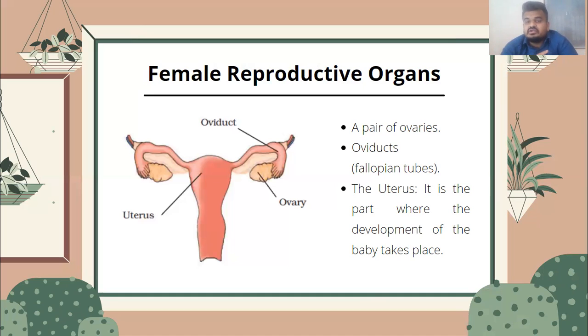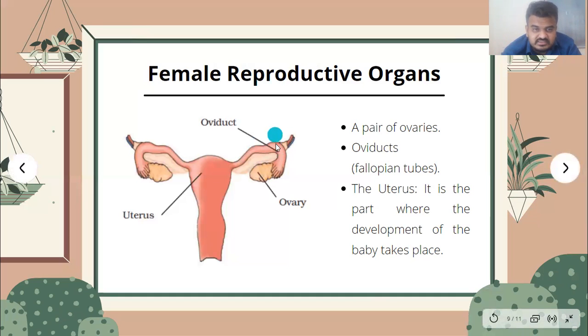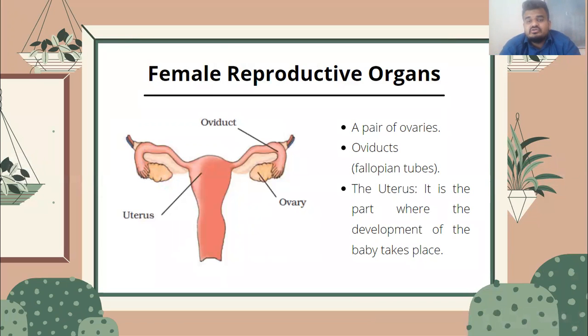In male reproductive organs the sperm travels through the sperm duct, and here we are given the oviduct, the fallopian tube that holds the ovary like this. So the ova or egg travels to the uterus with the help of the oviducts. And what is the uterus? It is the part where the development of the baby takes place. The female gametes come to the uterus through the oviducts from the ovary.